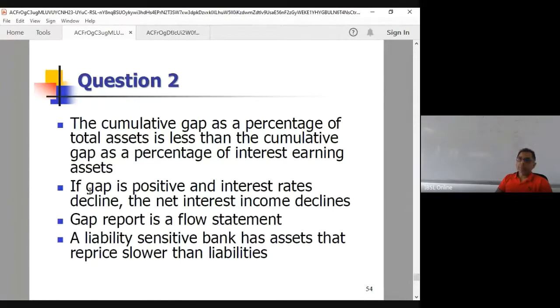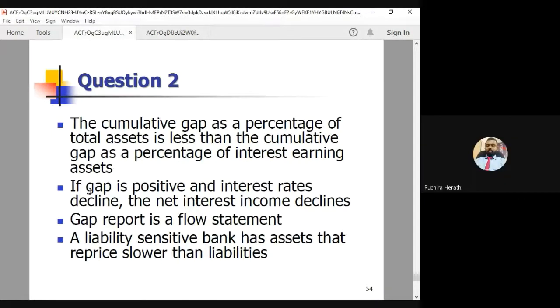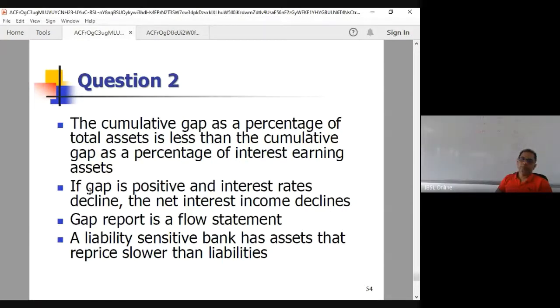If the gap is positive, interest rates decline, interest income declines. Is that correct? If the gap is positive, that means you have more assets than liabilities. Interest rates come down, interest income declines. Is that right or wrong? That is right. Correct. Gap report is a flow statement. Right or wrong? What do you mean by flow statement? Flow statement is like a cash flow statement. Yeah, end of the day, it shows you what your cash flows are. So it is correct.